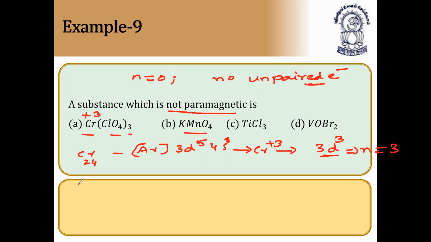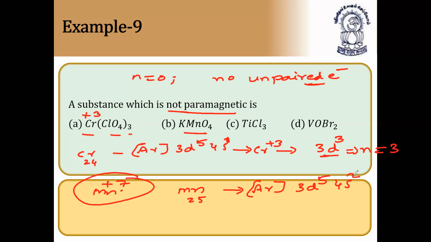Second option, let us check. MnO4 minus. If you take MnO4 minus, the manganese oxidation state is 7. Manganese atomic number is 25. So argon 3d5 4s2. If you remove the 7 electrons, manganese becomes Mn plus 7, which is argon only, 3d0. So n is equal to 0, no unpaired electrons. So the answer is second option.